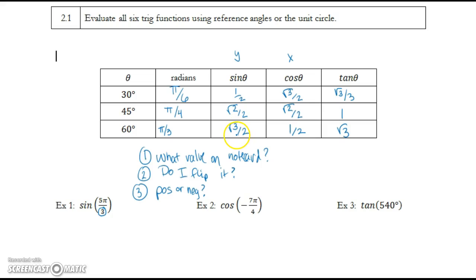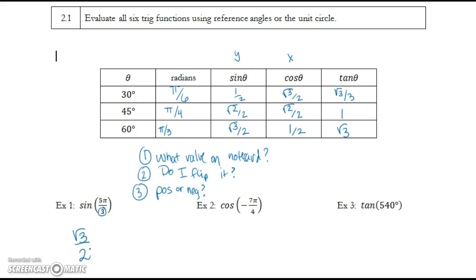The next question is, do I flip it? So the answer to that would be no, because we're not looking for a reciprocal. If we were looking for cosecant, we would flip it. Or if we're looking for secant, we would flip cosine. Or if we're looking for cotangent, we would flip tangent. But sine is just sine, so we're not going to flip it. We're just going to take that value off the note card.